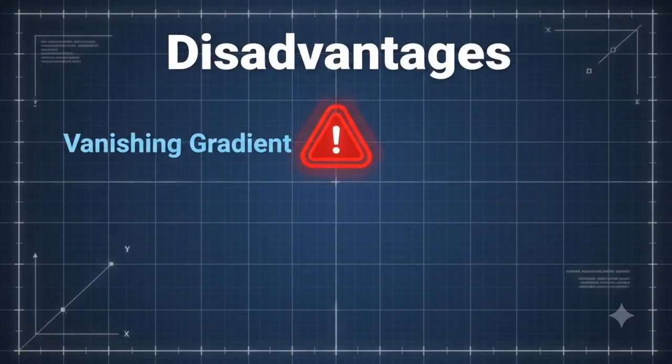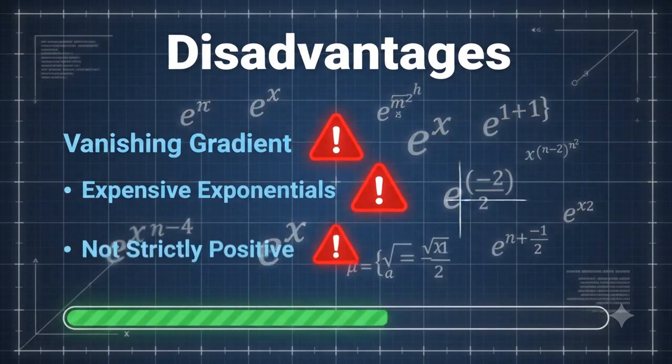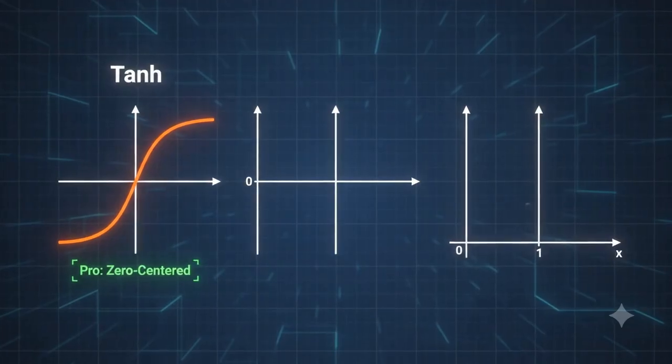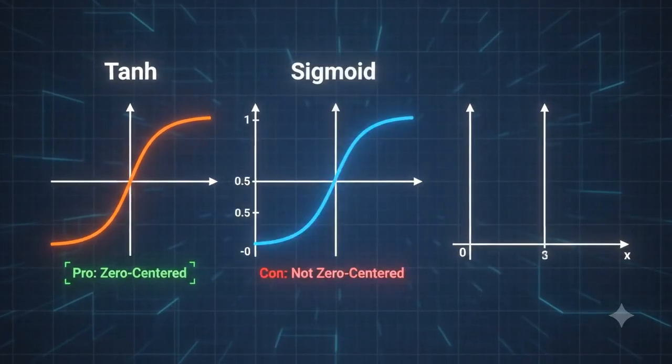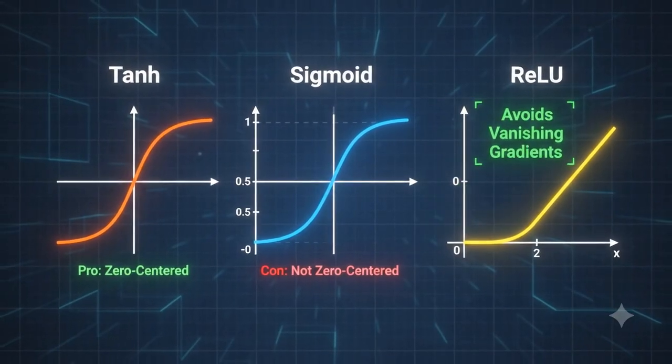Disadvantages: it still has the vanishing gradient issue in deep networks. It is computationally expensive due to exponentials. And outputs are not strictly positive. Tanh is better than sigmoid because it's zero-centered, but ReLU is faster and avoids vanishing gradients in hidden layers.